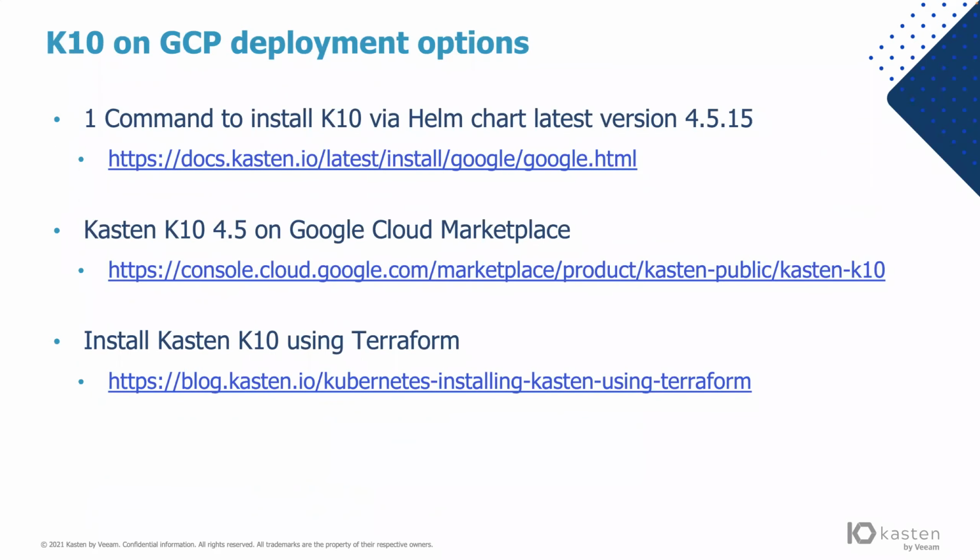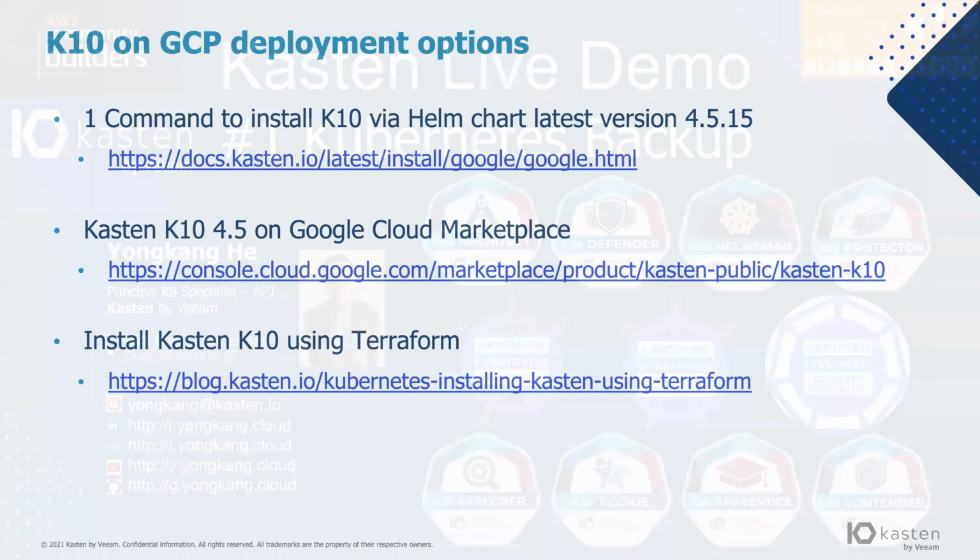So now let me talk about how to deploy Kasten K10 on Google Cloud. I mentioned earlier, it's so easy, so simple. How simple? Just one command, helm install. We can deploy the latest version, 4.5.15, to your GKE cluster. Secondly, if you want to deploy from the Google Cloud Marketplace, you can just search Kasten and find Kasten K10 4.5, the latest version. And for customers who want to use Terraform to automate the whole process as infrastructure as code, it is doable as well.